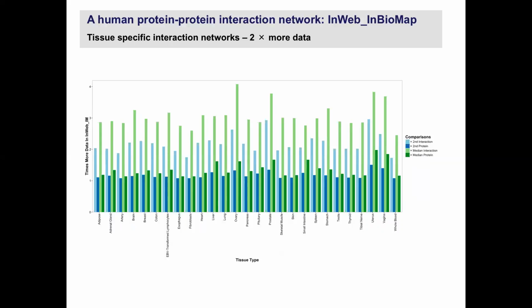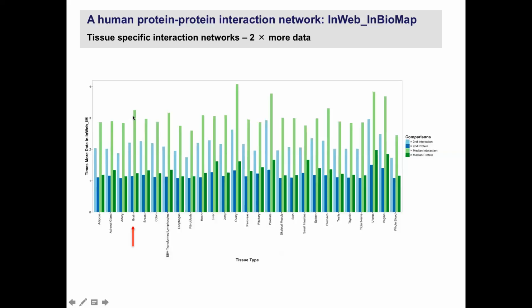And here the color bars show the relative numbers of interactions and proteins in each of the 27 tissue-specific networks, compared to the second largest or the median of all of the networks. As you can see, all of the color bars are above 1, which means InWeb has more data in each of the 27 tissue types compared to the rest of the 5 networks. One of the most notable examples here is the brain, in which InWeb has more than twice as much data compared to the second largest network.